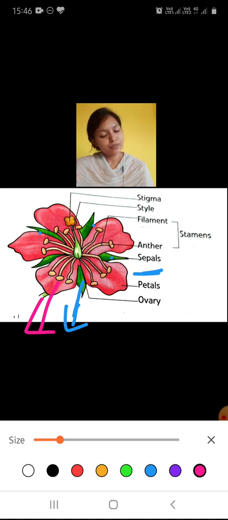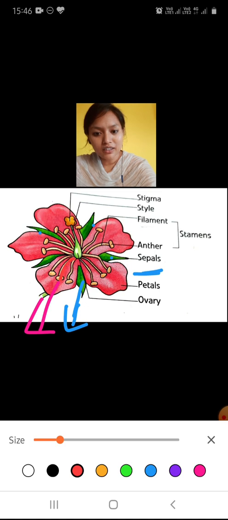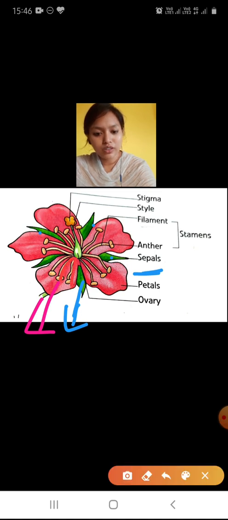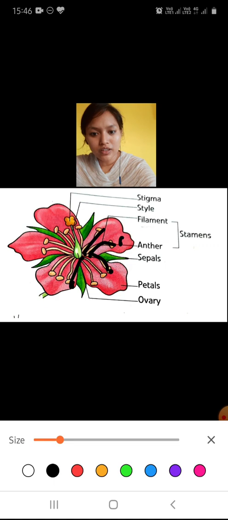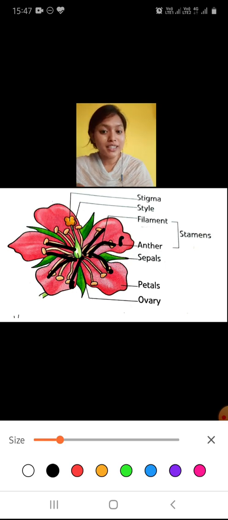Now you can see many lines are there. I'll mark them with black color. As you can see, these broad line structures are called stamen, S-T-A-M-E-N. Stamen, man, male reproductive. So these are the male reproductive part of the flower, and they are known as stamen.